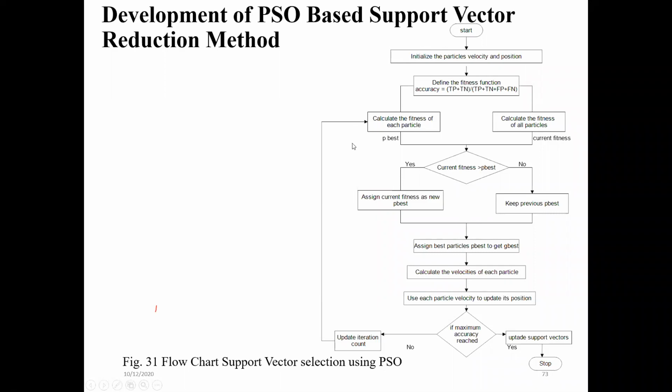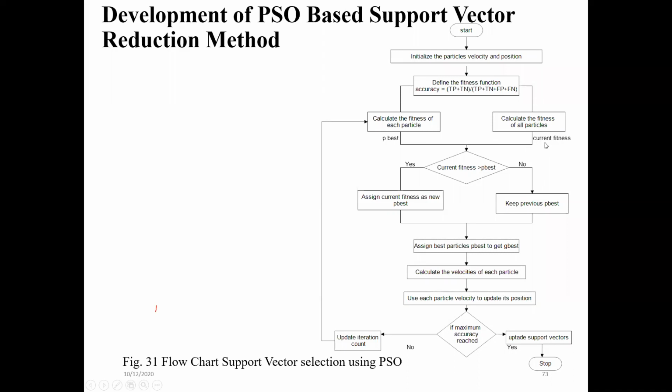This is basically developed based on particle swarm optimization. Swarm is nothing but a group of birds, a flock, and there is a velocity and position analogous to different parameters like performance metric parameters: true positive, true negative, false positive, and false negative. So in the fitness function, you observe that accuracy is taken by this equation, and you can calculate the fitness of each particle, calculate the fitness of all particles.